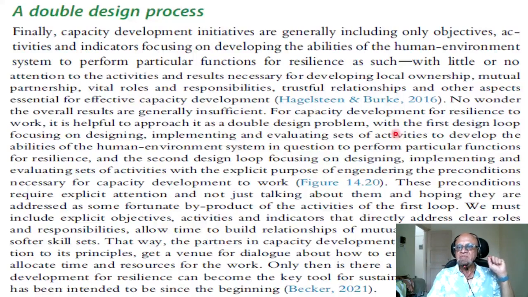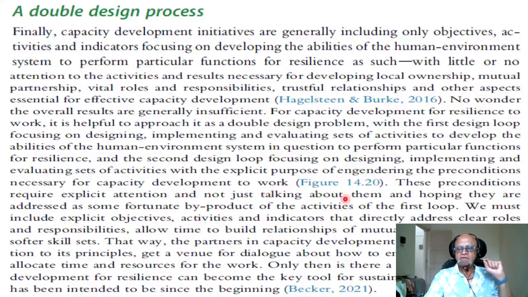So for capacity development for resilience to work, it's helpful to approach it as a double design problem, with the first design loop focusing on designing, implementing, and evaluating sets of activities to develop the abilities of the human environment system in question to perform particular functions for resilience, and the second design loop focusing on designing, implementing, and evaluating sets of activities with the explicit purpose of engendering the preconditions necessary for capacity development to work.